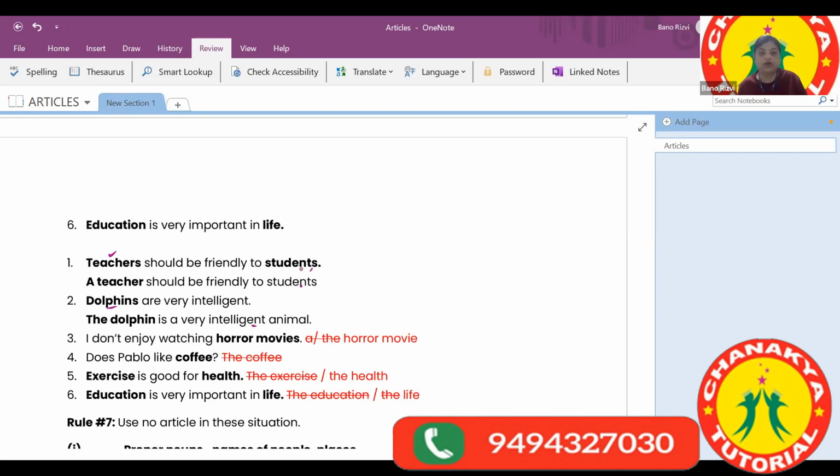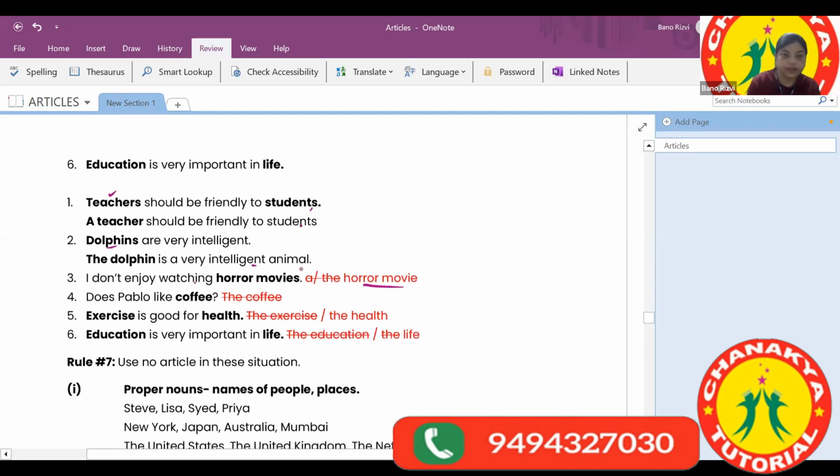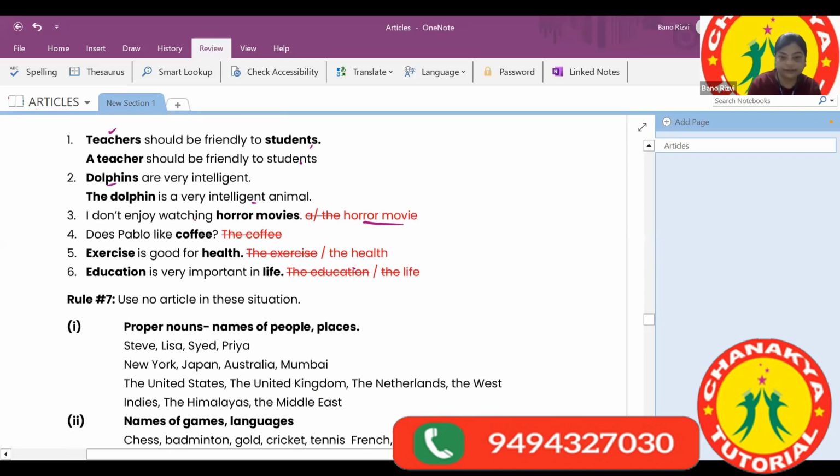Okay, I don't enjoy watching horror movies. I don't enjoy watching a horror movie. Does Pablo like coffee? It should not be the coffee. It should be coffee. Does Pablo like coffee? Exercise is good for health. Education is very important in life. Here we can say education is important in life. No article, you don't have to use any article here. No article before life. No article before health. No article before coffee, before horror movies.